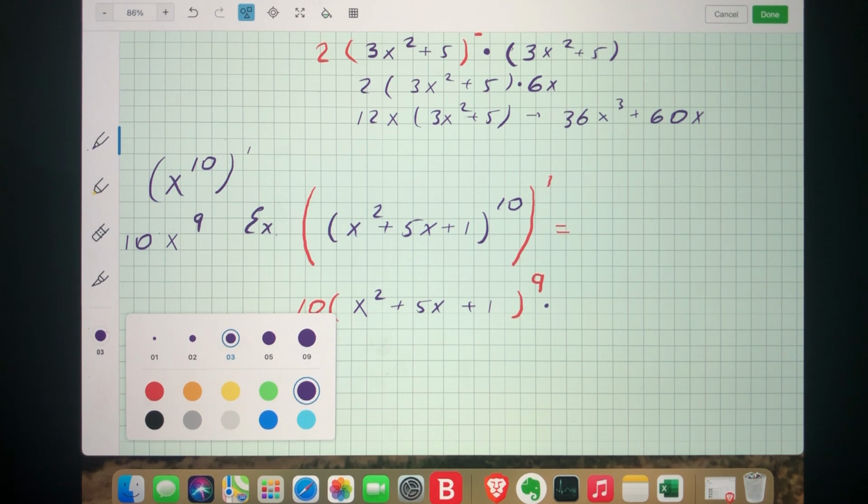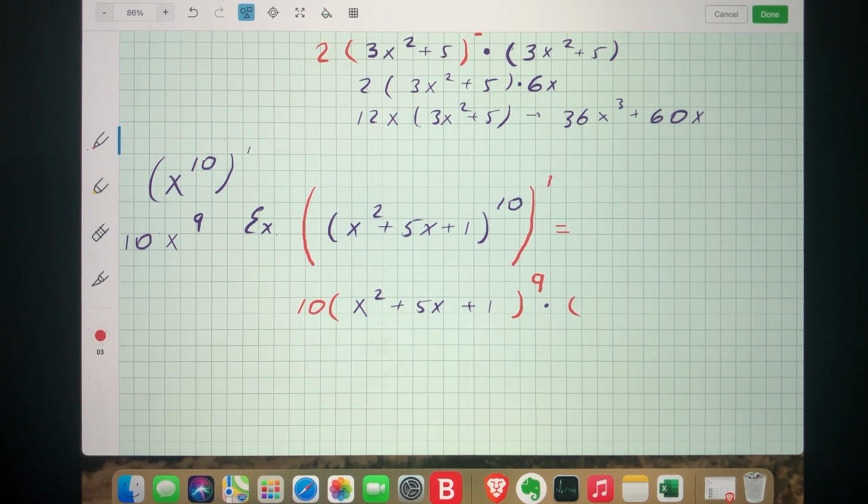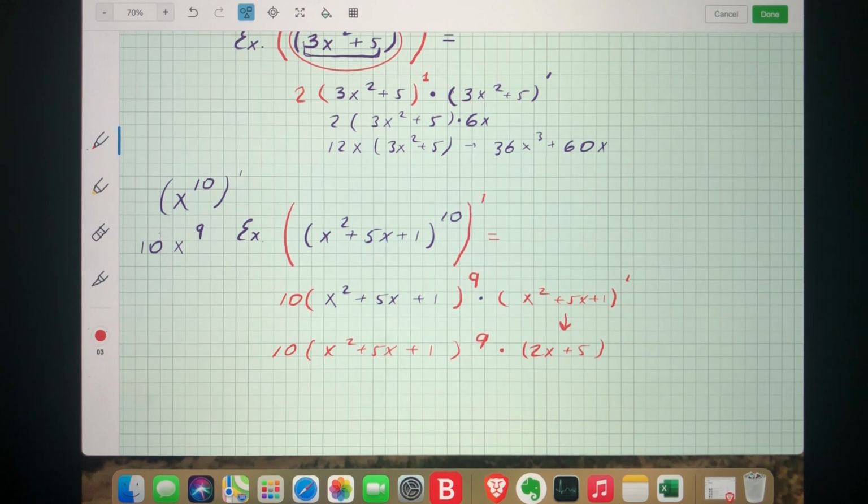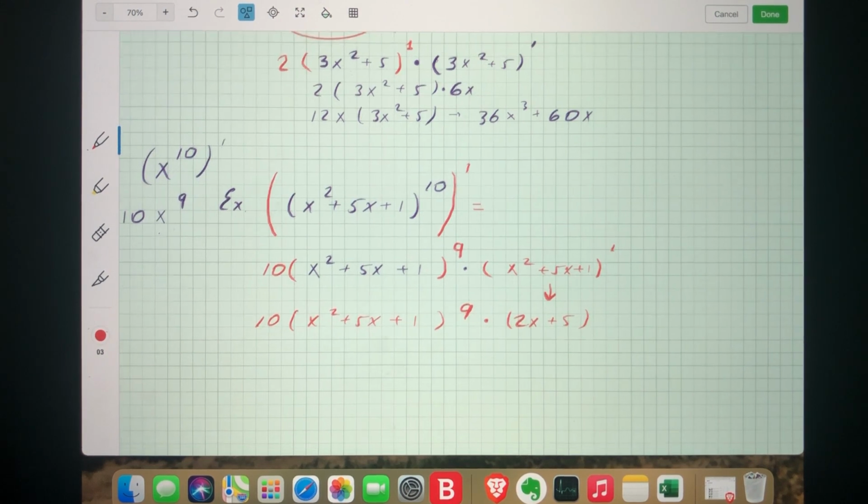Now we have times the derivative of the inside function, so times the derivative of x squared plus 5x plus 1. And what is that derivative? Well, the derivative of x squared is 2x, the derivative of 5x is 5, and so once we copy over what we had in the front, we would be done. So that's 10 times x squared plus 5x plus 1 to the 9th, times 2x plus 5. And that is it. That's how to take a derivative of a composition of functions using the chain rule.